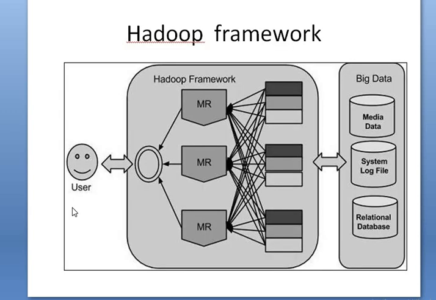See, the Hadoop framework: the user, the Hadoop framework with the big data. So the big data is also connected with this framework. Here MR represents the MapReduce algorithm. The user, in this Hadoop framework, we are having the MapReduce algorithms. It is connected with the big data. In the big data, we are having media data, system log files and relational database. This is called the Hadoop framework.